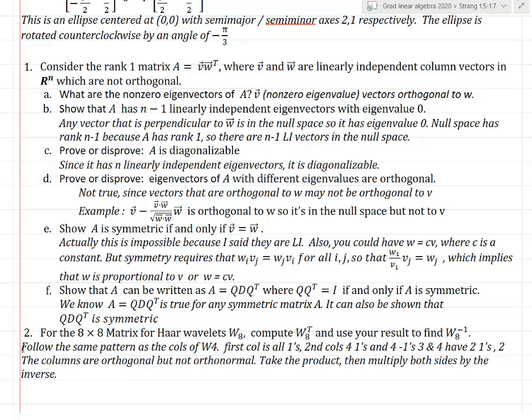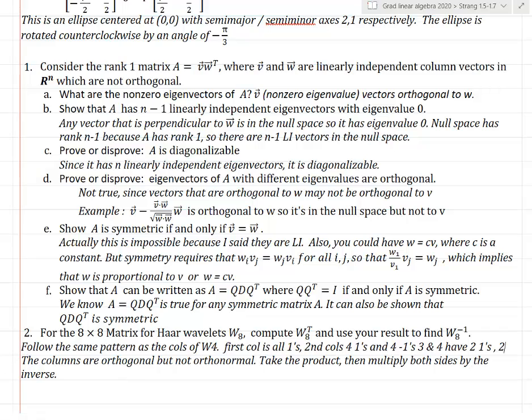Fifth column is 1 minus 1, and then the rest are zeros. Sixth column is 0 0 1 minus 1, the rest are zeros. Seventh column 0 0 0 0 1 minus 1, 2 more zeros. Last column 6 zeros, then 1 and minus 1. Okay, so if you didn't catch that, pause the video, go back and slow it down, and write down what I said.